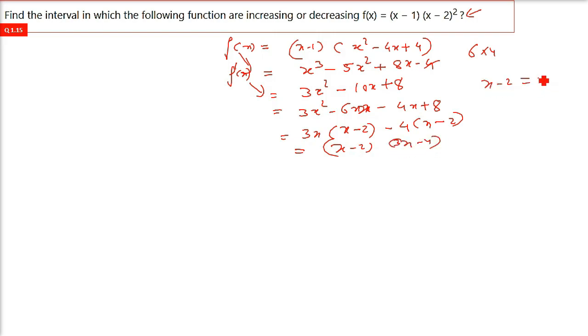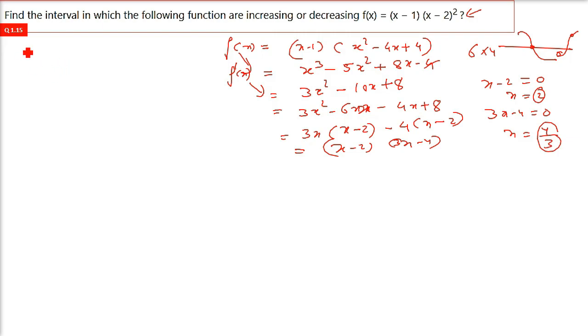So what do you get? x minus 2 equals 0, so x equals 2, and 3x minus 4 equals 0, that is x is equal to 4 by 3. So x equals 2 and x equals 4 by 3 are the critical points. So these critical points will tell you on the left or on the right where this curve is increasing or decreasing. There are different intervals where the function is increasing or decreasing.